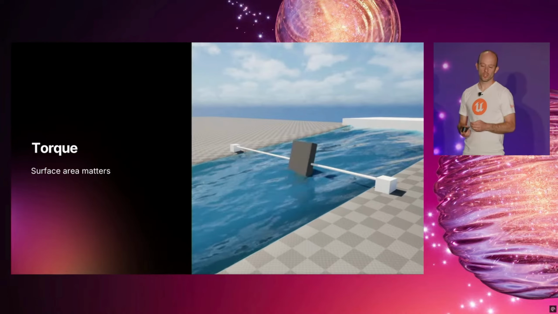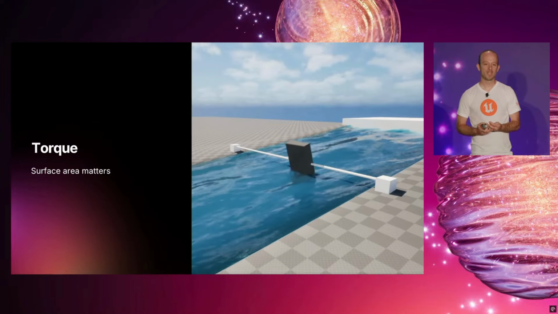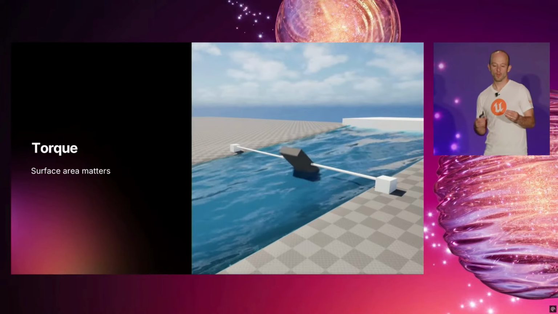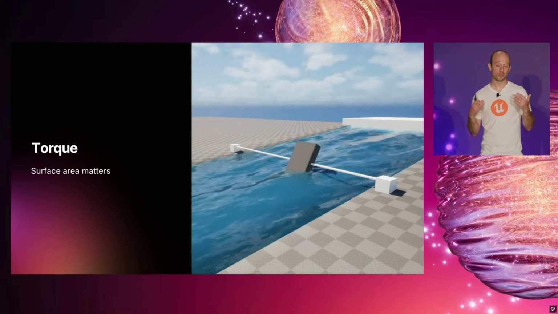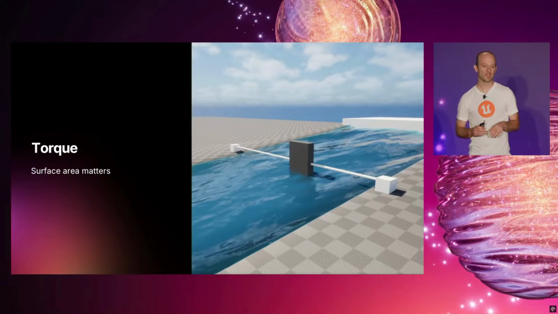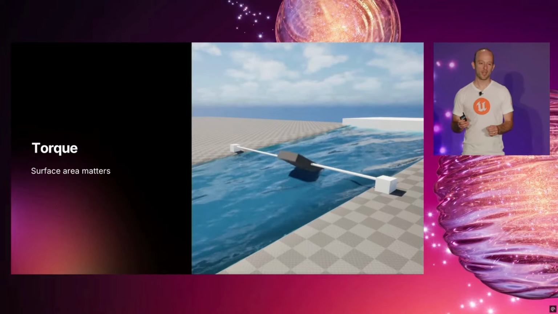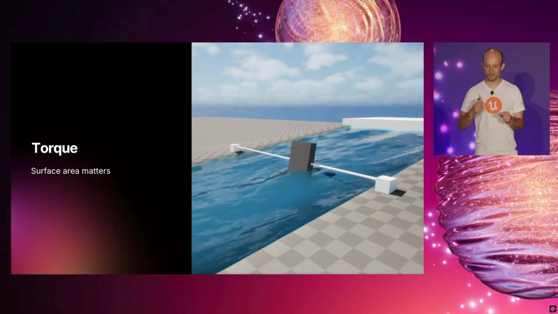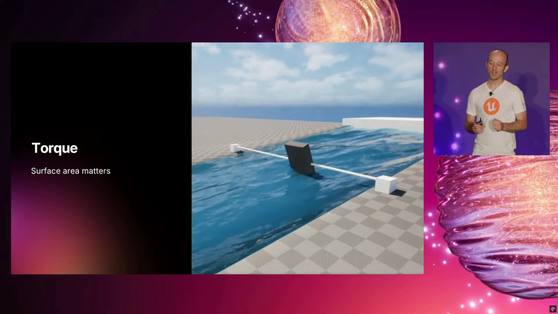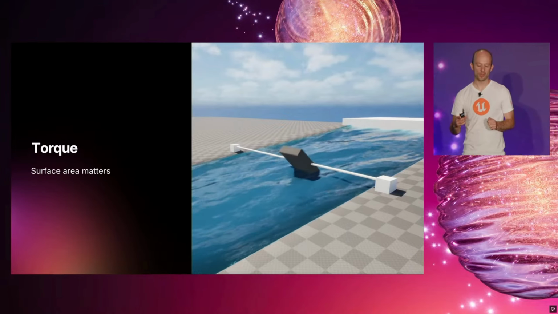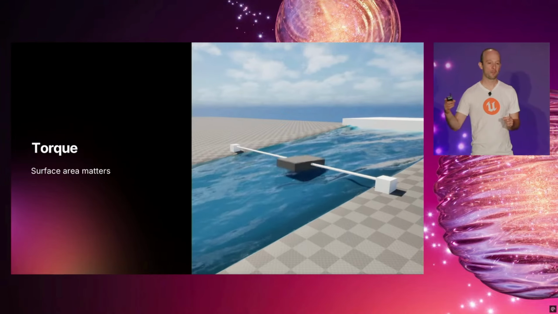In addition to the drag model, a really important part of this is applying torque, and this is something that was missing from previous algorithms. Here we have a constrained rigid body that can only rotate and is sticking down into the water. And it's rotating because of the velocity of the river passing underneath it.